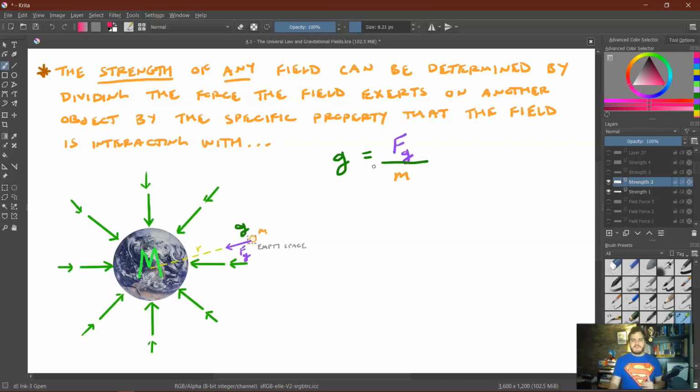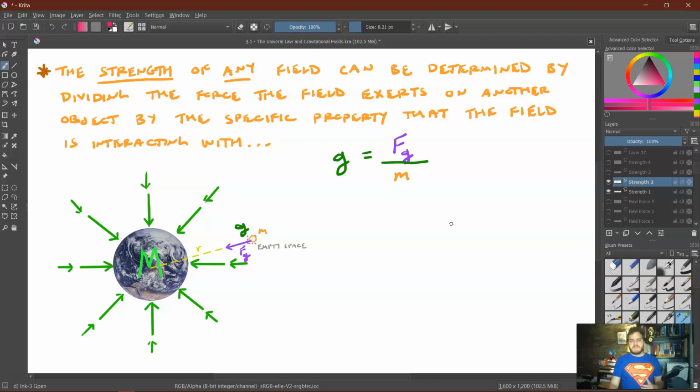Well, ultimately, what this is telling me is that the strength of the gravitational field, which we abbreviate with this little g, is equal to the gravitational force on some piece of mass in the field divided by the mass of that object, which is what the field is interacting with. So looking at this picture here, if I'm looking at the Earth, for instance, I'm at some point out in space, the gravitational field of the Earth at that point would be equal to the gravitational force it exerts on the specific object divided by the mass of that specific object.